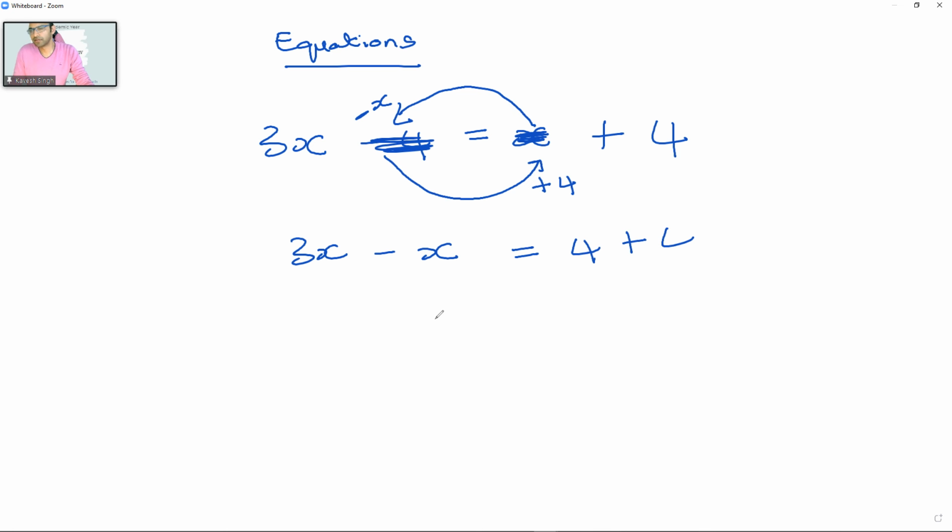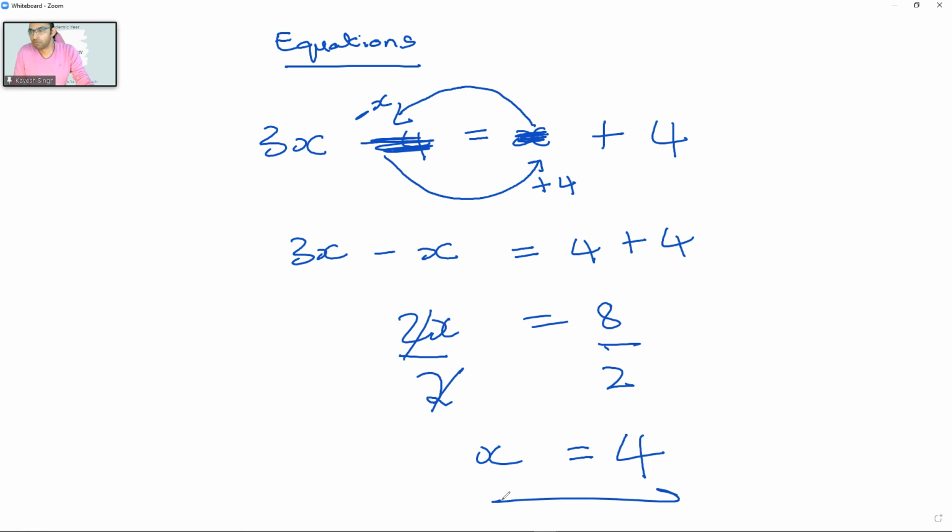And what's 3x minus x? 2x, right? And what's 4 plus 4? 8. Yes. Then divide both sides by 2. Good. And then x equals 8 divided by 2? 4. Wait, why is it divided by 2? Because whatever number's in front of x, we divide it because we want x to be alone.